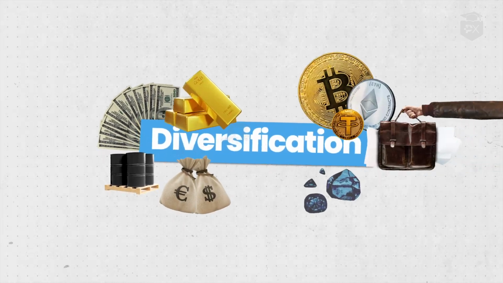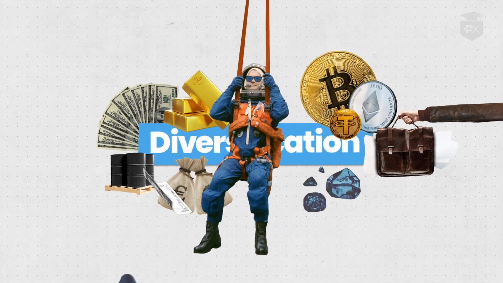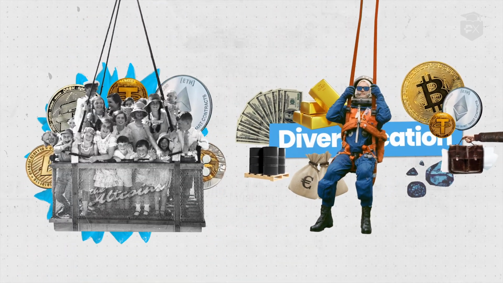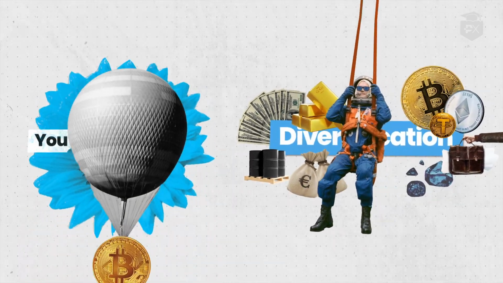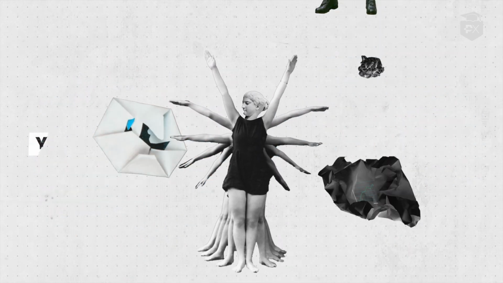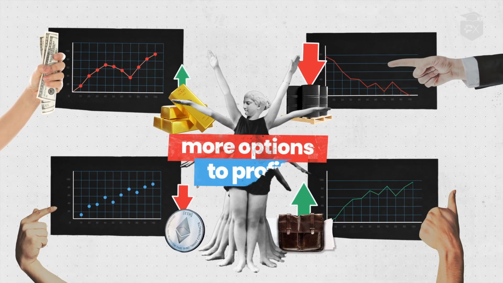Diversification is the simplest way to boost your investment returns while reducing risk. Here's an example. If Bitcoin goes up, the crypto market is booming. If it goes down, altcoins will likely follow. You are always exposed to the same market. If you trade other assets, you have different charts, different opportunities, and many more options to profit.